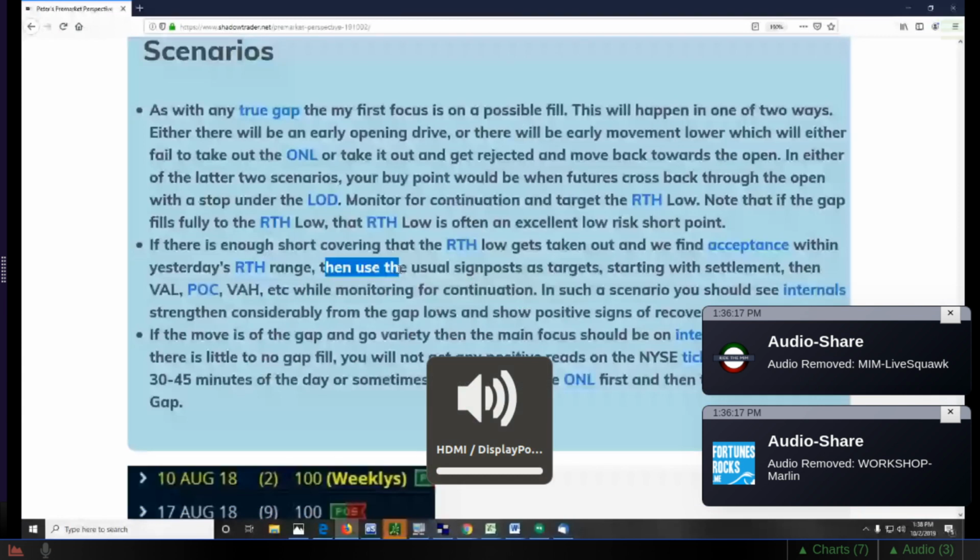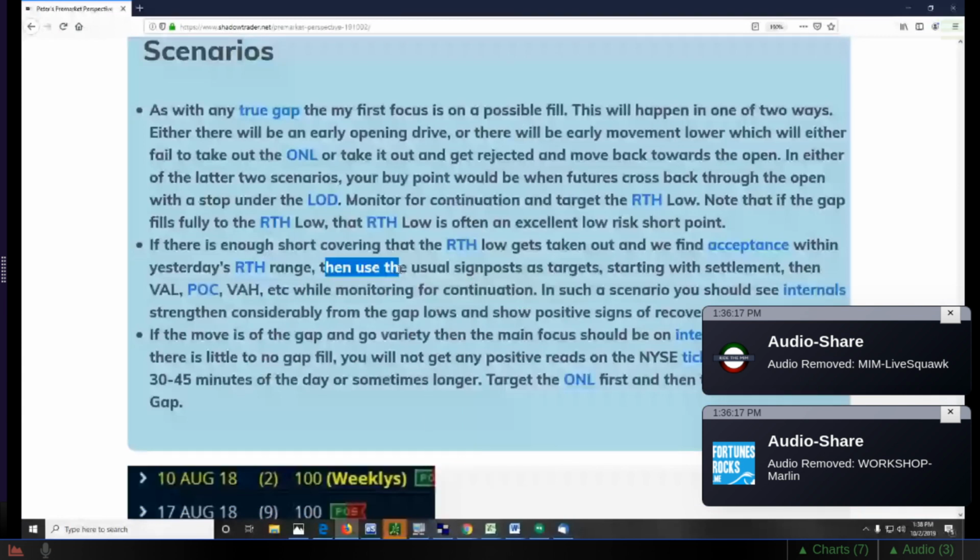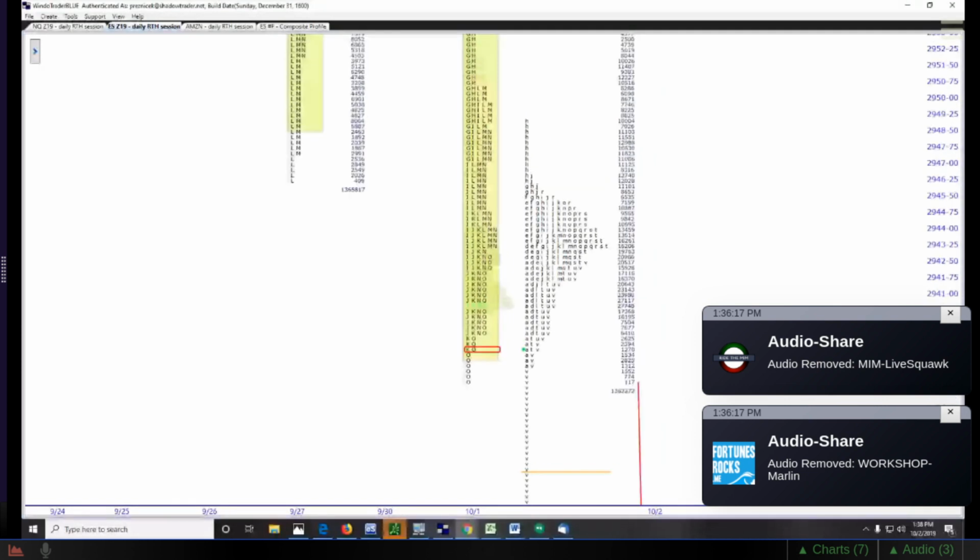So as I was saying, if you go into the prior day's range, then use the usual signposts as targets. What does that mean? That means that if you go up in here and you start accepting, you want to break up this prior day's range into specific little chunks. Meaning, okay, we've gone into the prior day's range. First target is the settlement. Boom. Second target, value area low. And again, this is reversed, obviously. I apologize. You'd go value area low first, depending on where the settlement is, right?